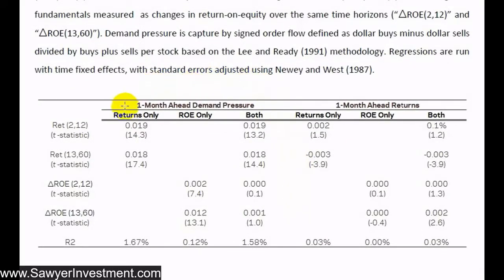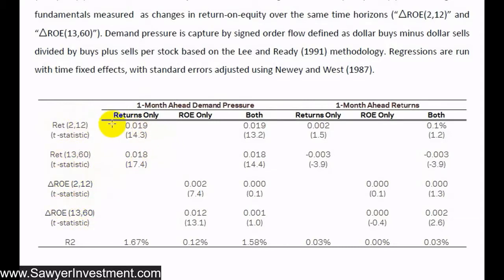What we have here is 2 different sets of regressions, well, several, but 2 categories here, 2 different dependent variables. The dependent variable here is the demand pressure, so the dollar buys minus the dollar sells. And the other dependent variable we have is the 1 month ahead returns. For each of these dependent variables, we have regressions of the prior returns only, the prior return on equity only, and then both of them together. And we have different time periods as well. In this particular study, we want to see, are investors reacting to past fundamentals, for instance, the return on equity, or past returns? For the time periods, we're looking at the past year or the past 5 years, because these are in months.